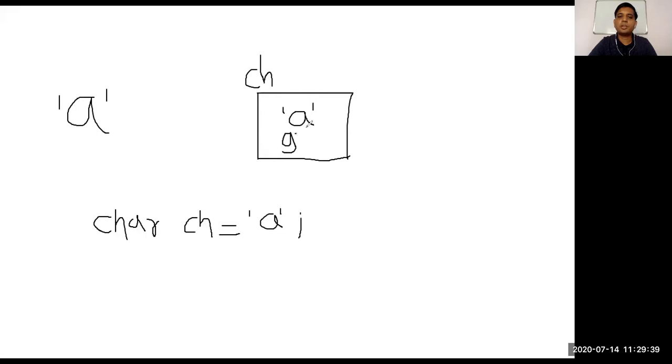The ASCII value of the small a is 97. So it doesn't contain the small a, it contains the ASCII value. 97 is the decimal value, but this decimal value is only for humans, and the computer understands only binary. So whatever the binary representation of 97 is, it is the content of this memory. Got it? You should know the binary representation of 97, and it is the content of this ch. So got it? Yes.